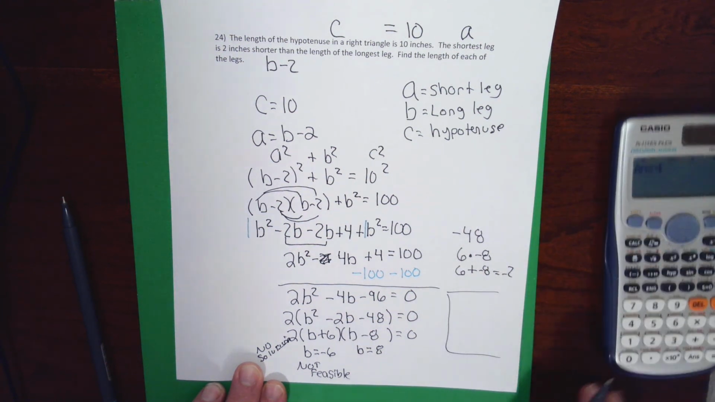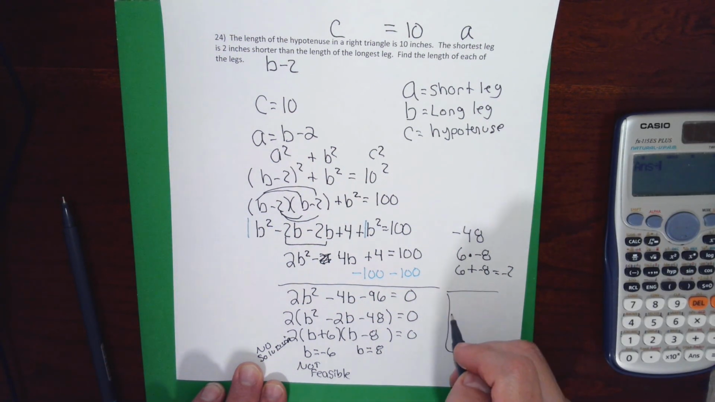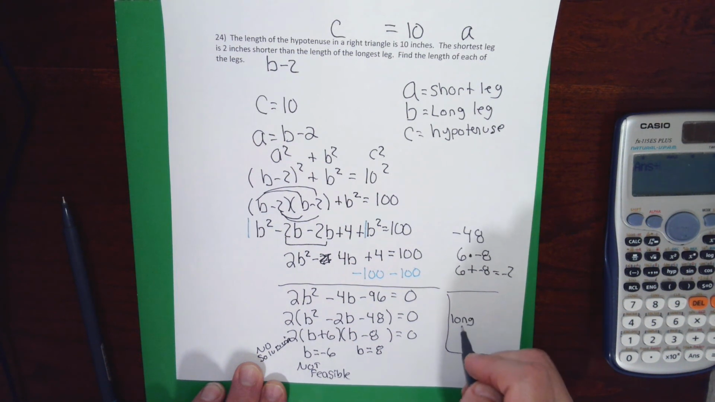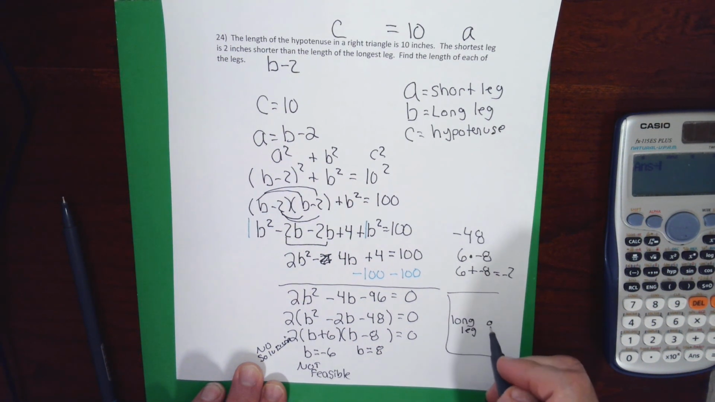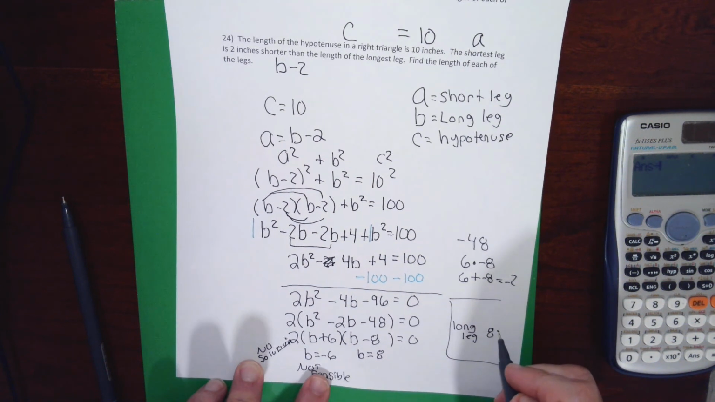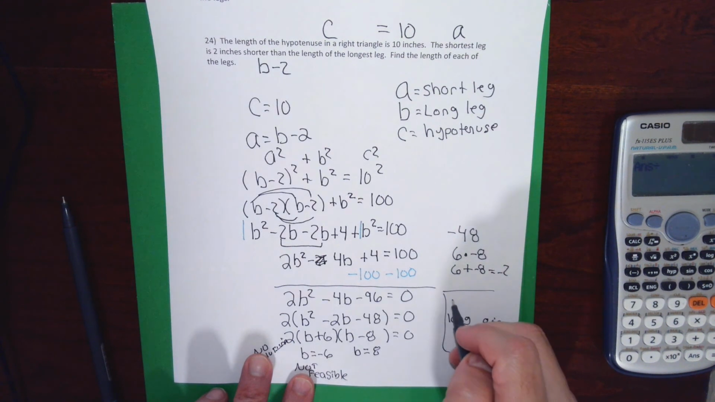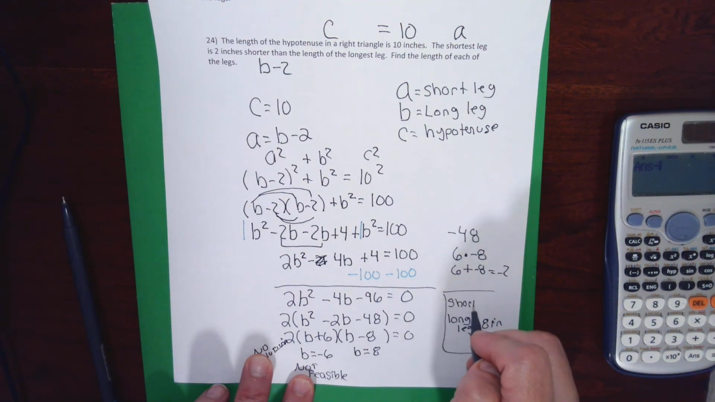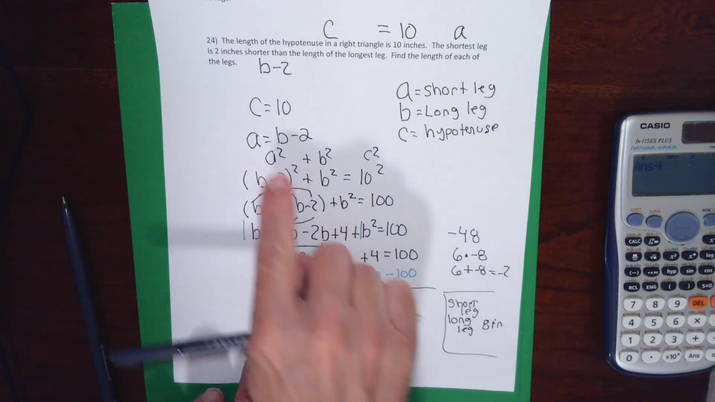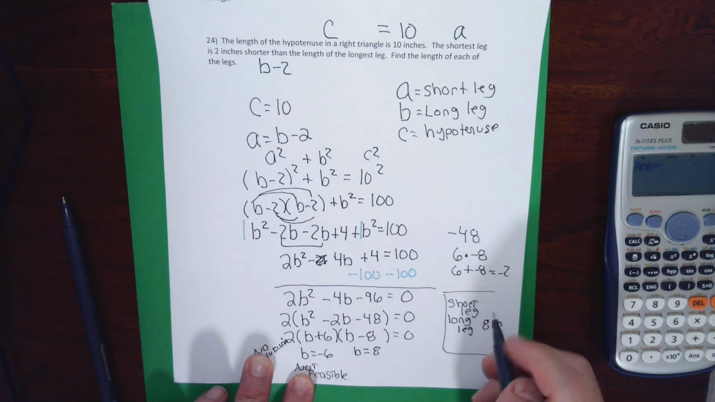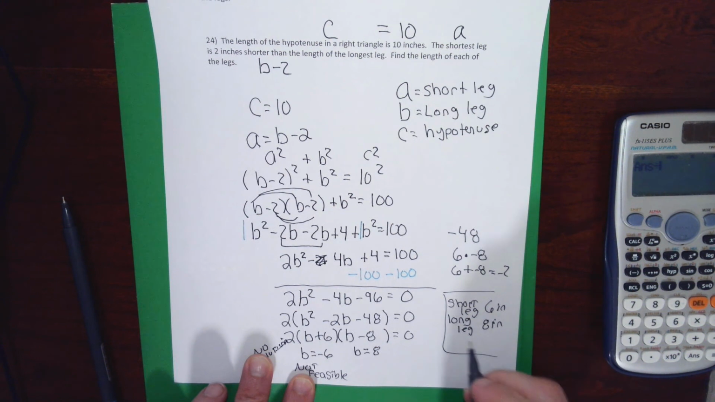many groups of nice numbers that work for triangles, my long leg, which is the b, is going to be 8, and the dimensions are in inches as I read through the problem. The short leg is b minus 2, so it's 8 minus 2, which is 6 inches. And I was already told the hypotenuse was 10 inches. I don't even know if I need to include that, but I'll include it.